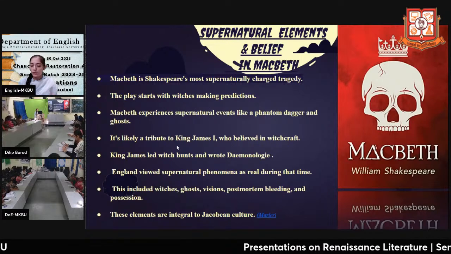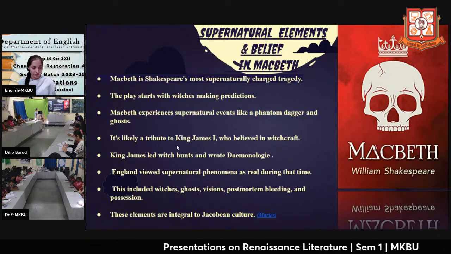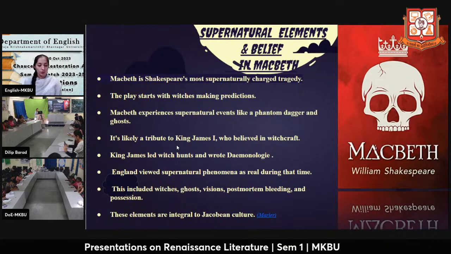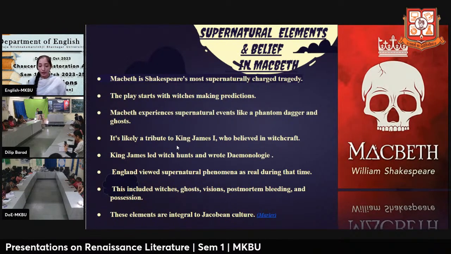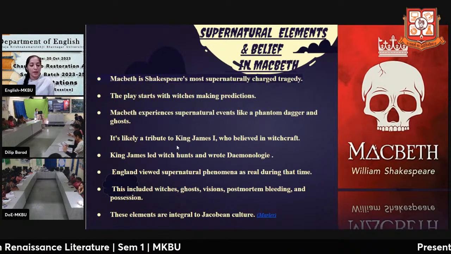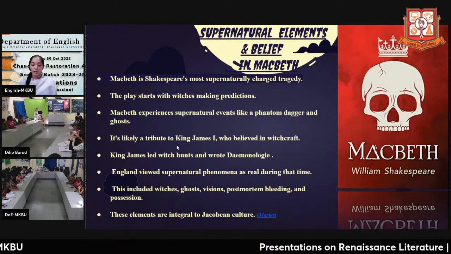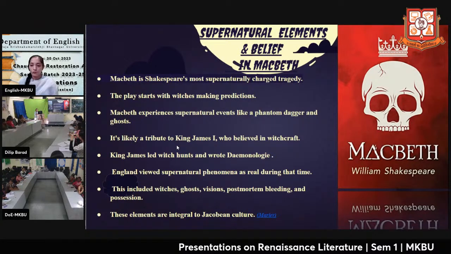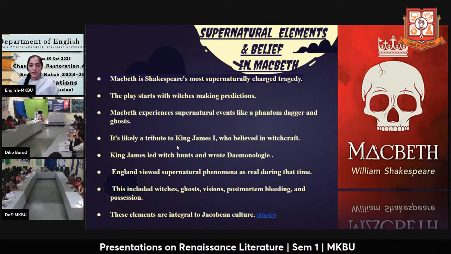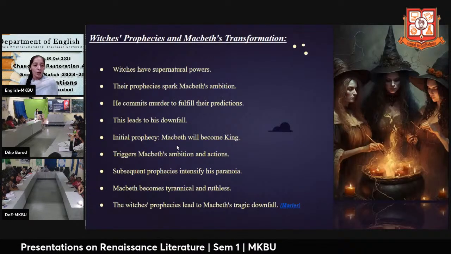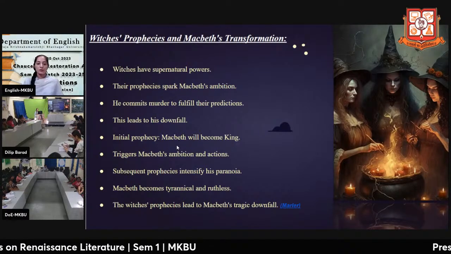England viewed supernatural phenomena as real during that time. These included witches, ghosts, visions, post-mortem bleeding, and possession. These elements are integral to Jacobean culture. We can find in Jacobean culture there are a lot of descriptions of supernatural elements: witches, prophecies, and Macbeth's transformation.